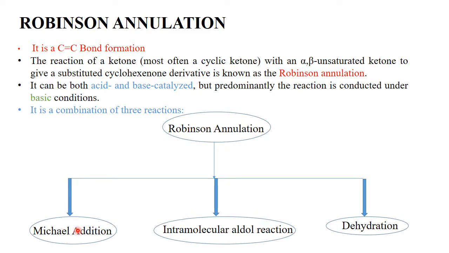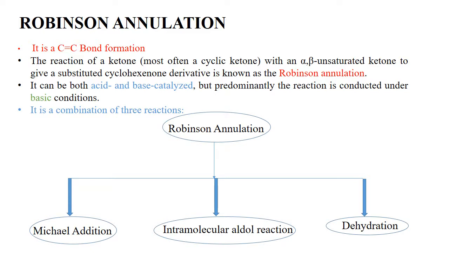This reaction consists of three steps. It means there are three sub-reactions of Robinson annulation reaction. Which three sub-reactions occur in the Robinson annulation reaction? Among those sub-reactions, one is Michael addition, the other is intramolecular aldol reaction, and the third is dehydration reaction. These three reactions occur within the Robinson annulation reaction.